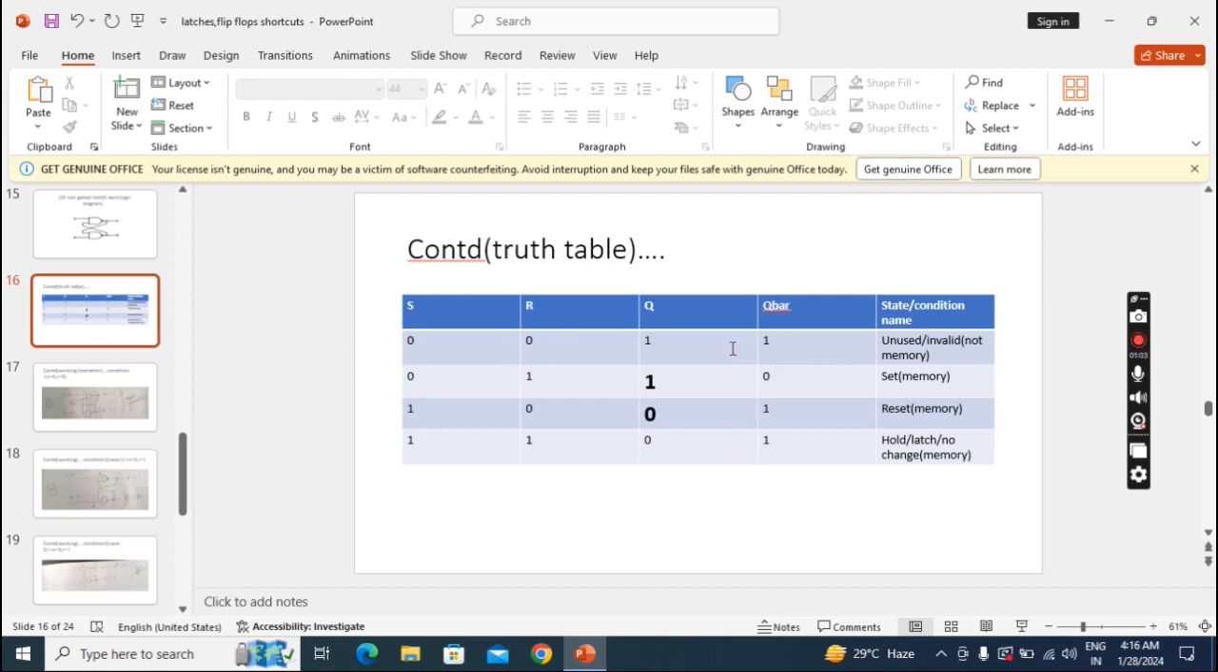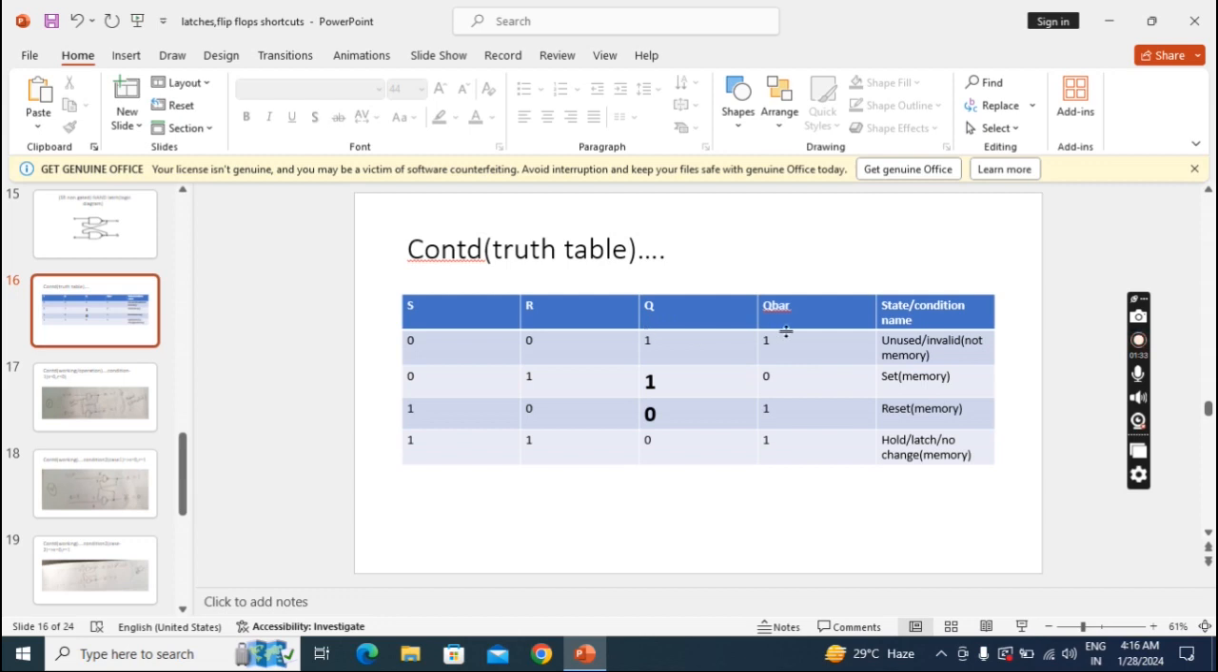First we'll see the truth table format. There are two inputs, so four combinations will come: 0 0, 0 1, 1 0, 1 1. And there are two outputs. For 0 0 I am getting 1 1, for 0 1 I am getting 1 0, for 1 0 I am getting 0 1, and for 1 1 I am getting 0 1. Here this is the state or condition name.